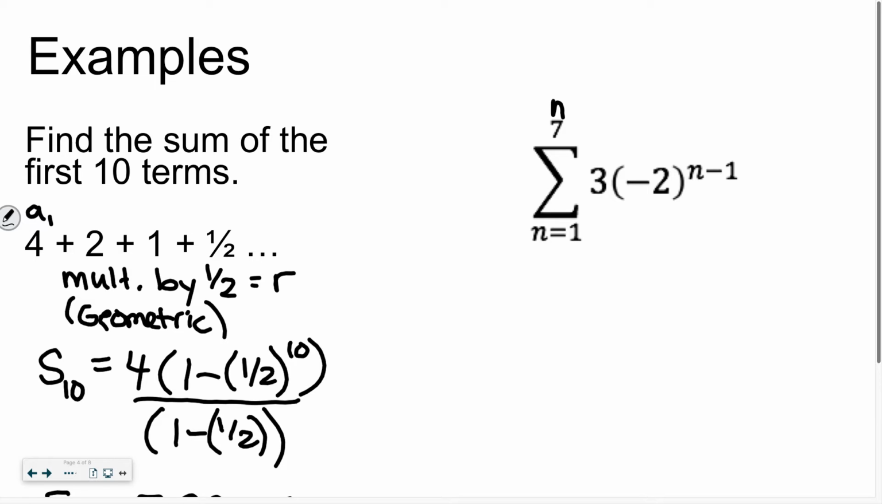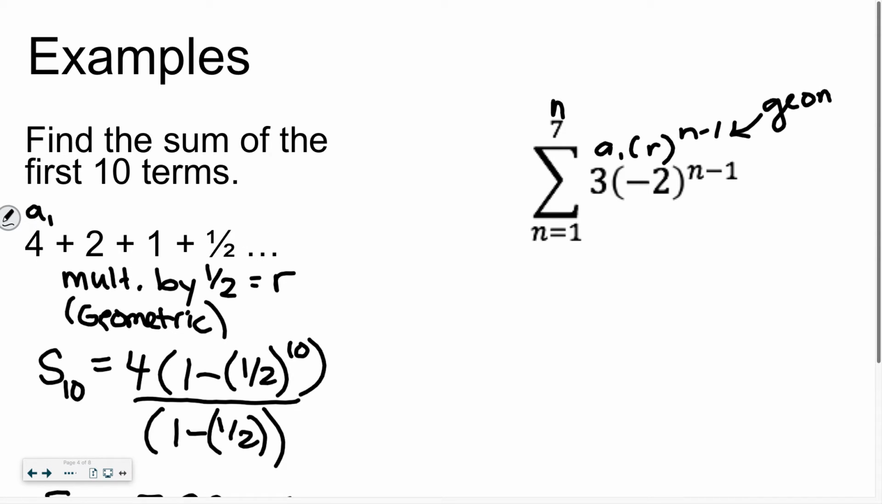Because you have a subtracting, right? In the power. Because you have a rule. Yeah. And Izzy's looking at it like you have an exponent of n minus 1. That looks like which rule? Geometric. A sub 1 times r to the n minus 1.